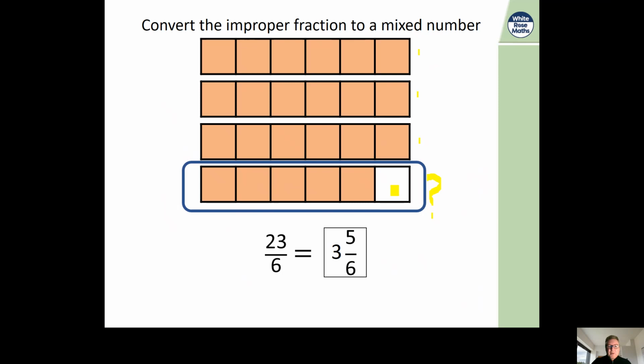Five, 6. This one isn't shaded. 1, 2, 3, 4, 5 out of the 6. 3 5/6. How did you do?